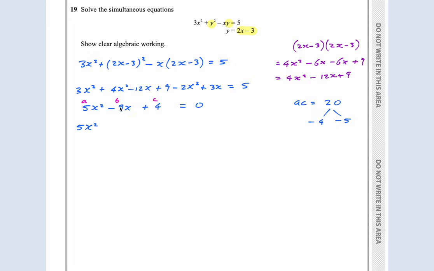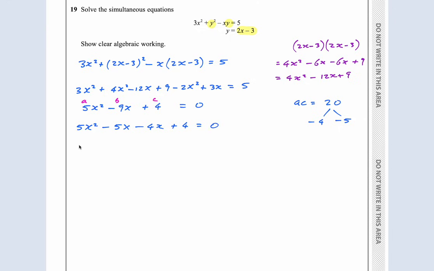There's many ways to factorize a quadratic, and with the calculator you can do it if you can reverse engineer from the answer. But anyway, you need to be able to factorize this. So it's 5x squared, then minus 5x minus 4x, because I split it into this, so it's minus 4x minus 5x, plus 4 equals 0.